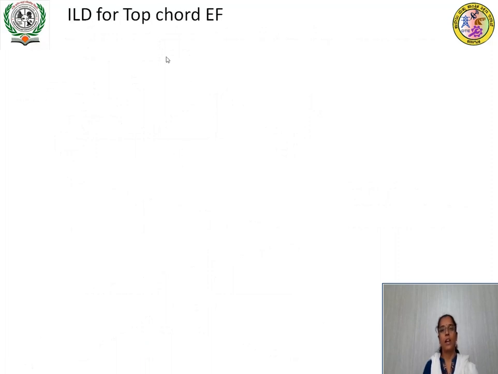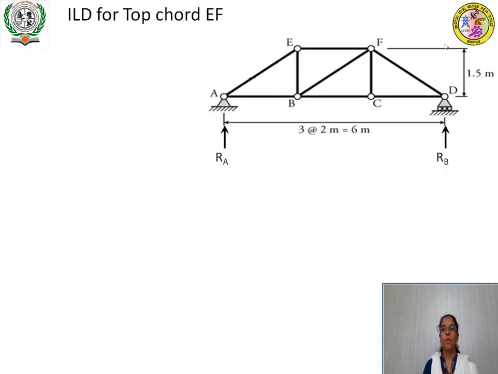So first let us draw the influence line diagram for the top chord, that is EF. So this is the given problem. The EF member is this one. We have to consider a section in such a way that it cuts the required member. All the three members, EF, BF and BC, will be cut by this section 1 only. So we'll continue with the same section. Consider section 1-1.